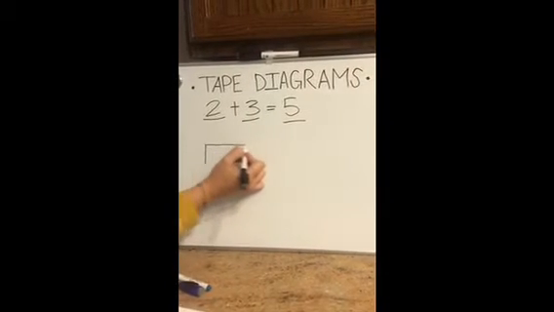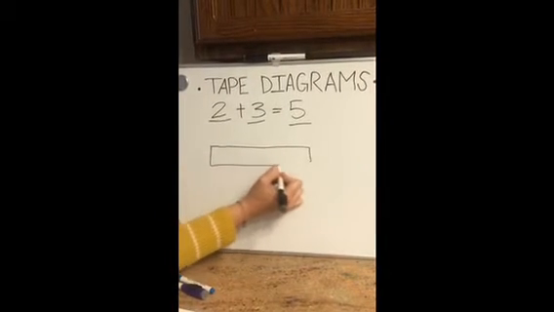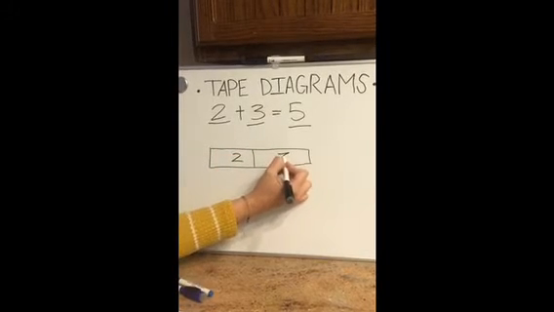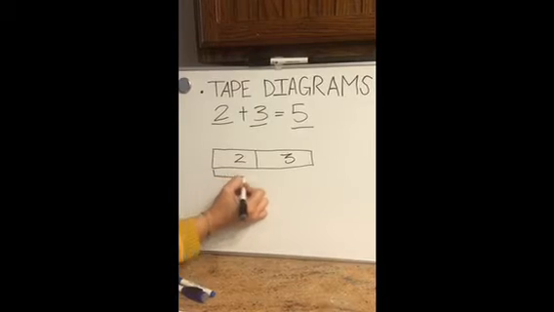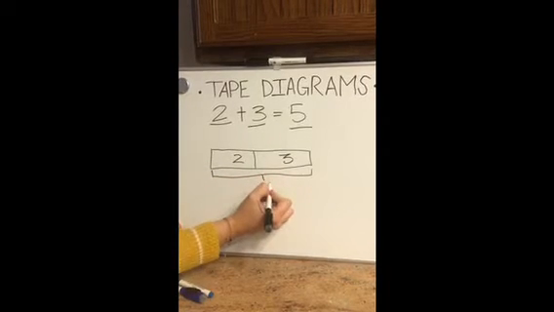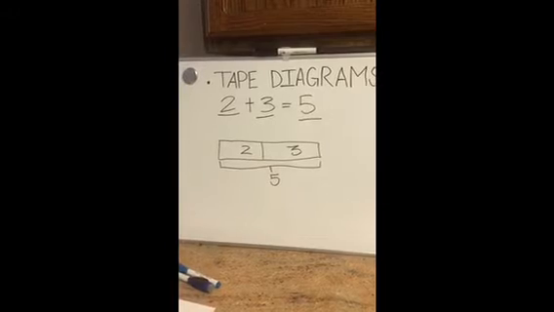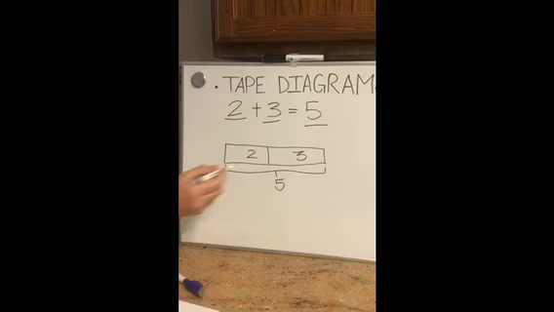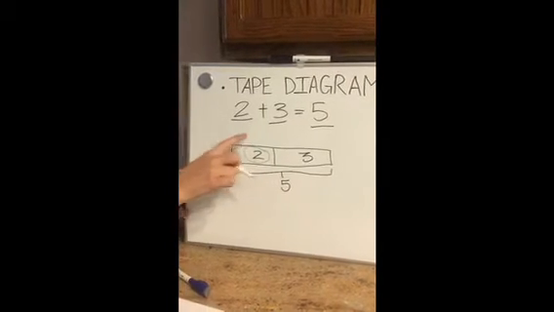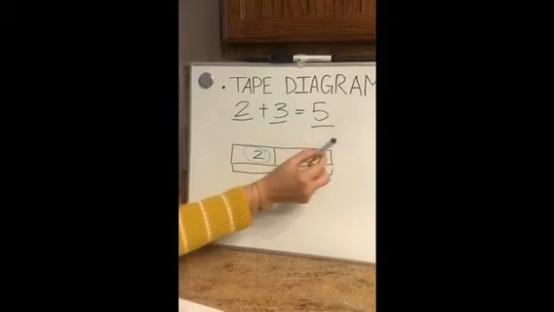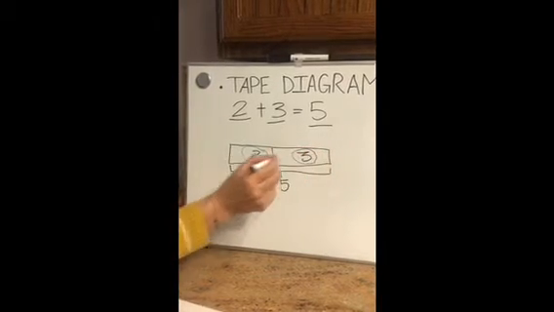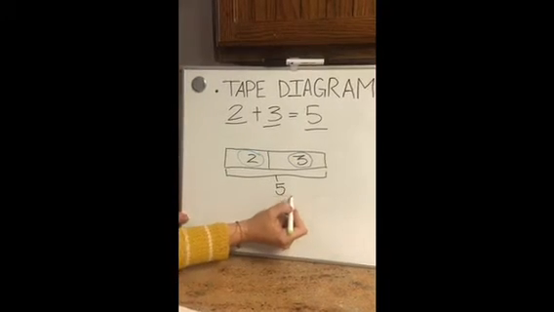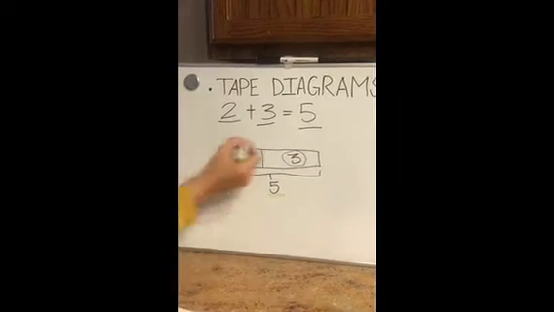So we're going to draw our tape diagram. We've got 2, 3, and this whole thing equals 5. We want to take it a step further and we want to show the parts. So right here, this is one of the quantities, 2. Right here, this is the other quantity. And right here, 5 is showing the total quantity.